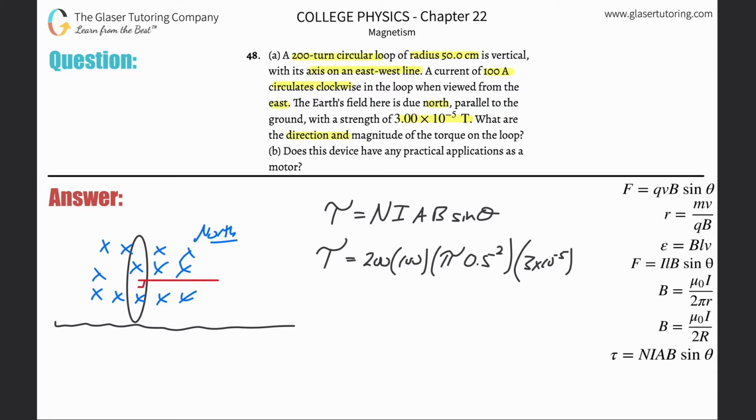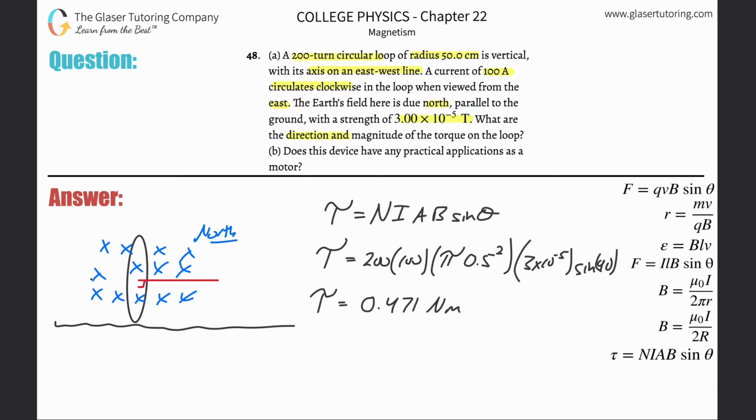So basically, it doesn't explicitly detail it, but if the axis of this loop, as we had mentioned, is in the east-west direction, and this magnetic field is pointing north, they are at 90 degrees to one another, and therefore the sine of the angle there would be sine of 90. So simply plug this on in. We're going to have 200 times 100 times pi times 0.5 squared times 3 times 10 to the minus 5th. And then sine of 90 is just 1. So this works out to be 0.471 Newton meters.